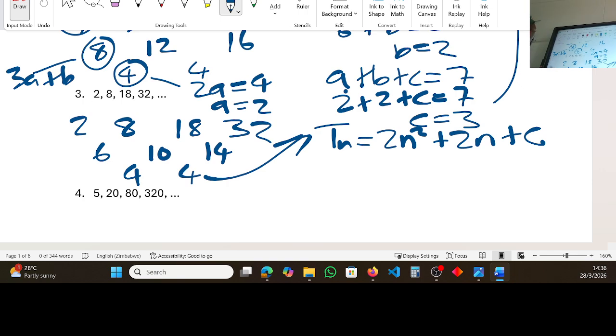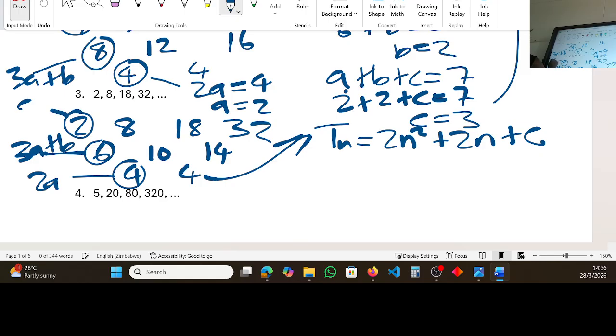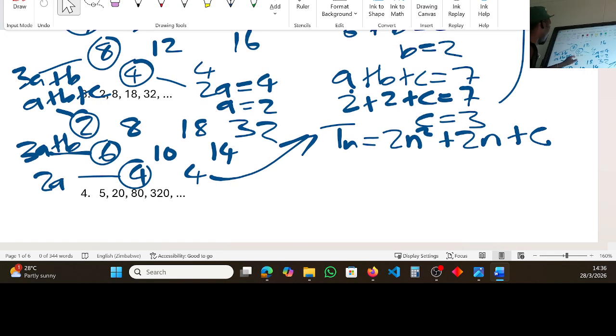So I've got the set of differences. What I know is this will be equal to 2a and this part will be equal to 3a plus b, and this one here is actually a plus b plus c. Then we do like we did on the previous question to find the values of those variables. We substitute them on the general form, it gives us the formula. So this is just a quadratic sequence.